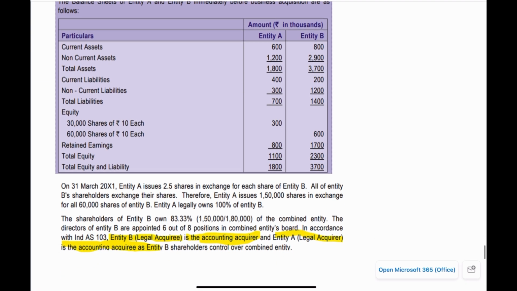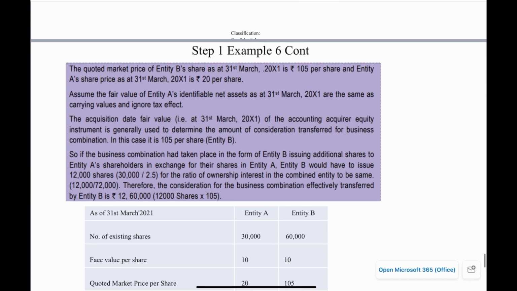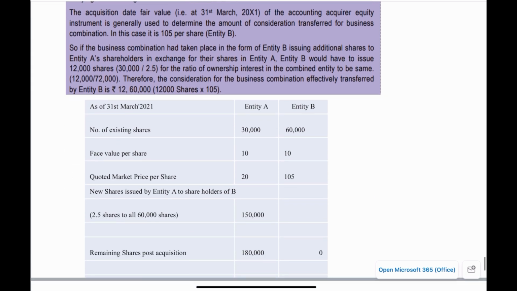You can take a few minutes to read this question. So here also entity B is a legal acquirer. I've also given you a snapshot of the question in this slide.